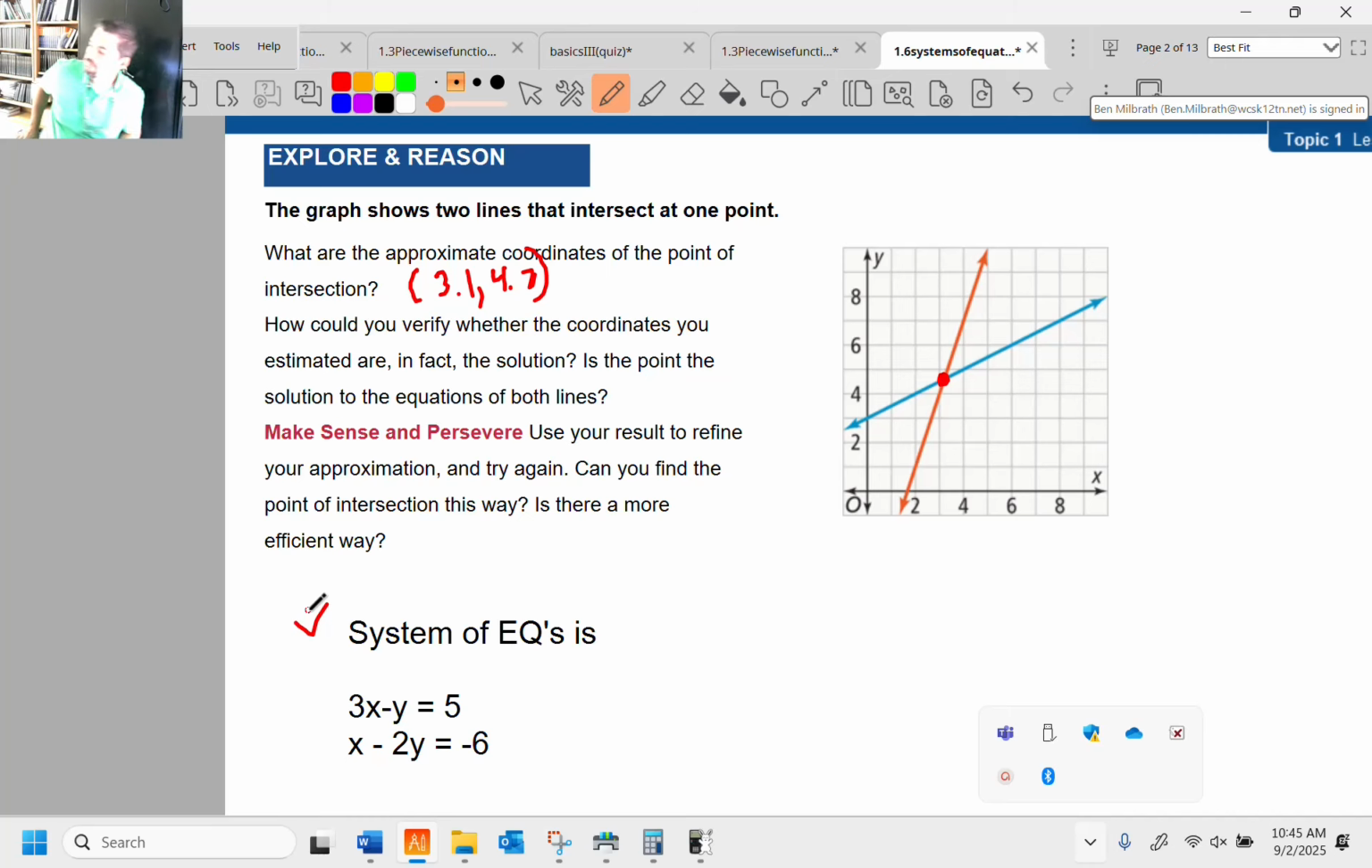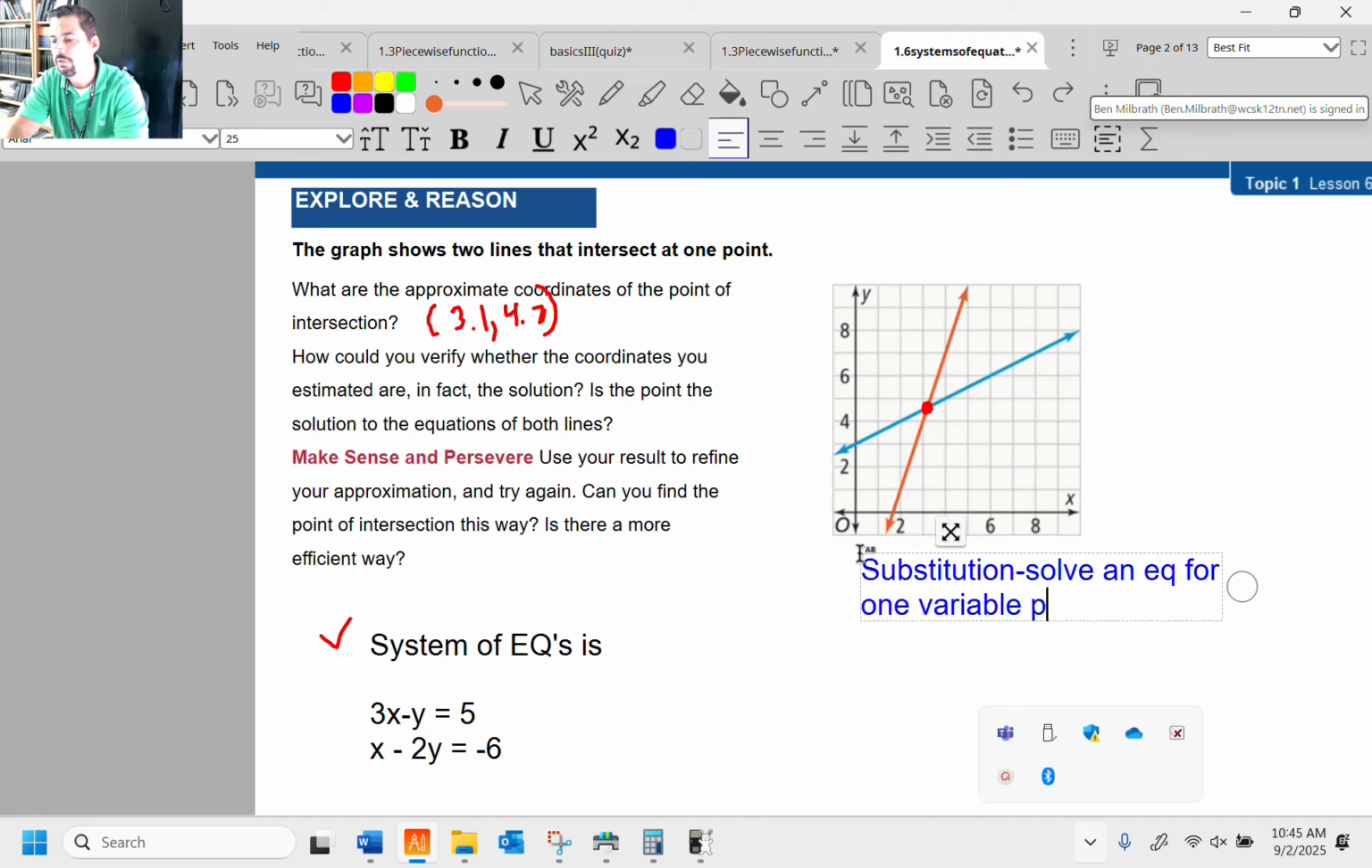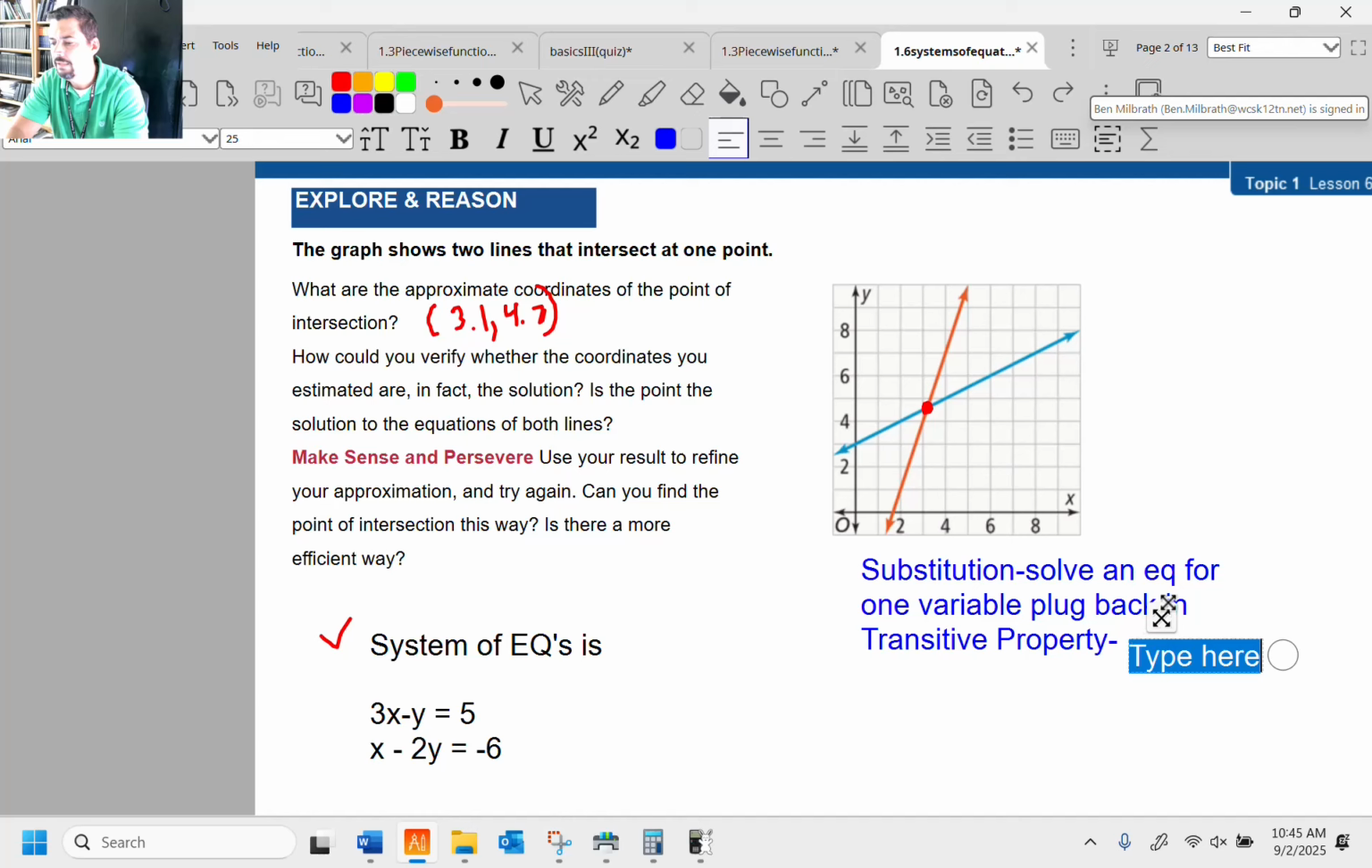Here is a system of equations, and the system of equations for this one is 3x minus y equals 5 and x minus 2y equals negative 6. And there's a couple of different ways you can solve systems of equations. You've got substitution, maybe you remember that, where you solve an equation for one variable and then plug back in. There's the transitive property, which a lot of middle school teachers like. Transitive property is what I'll do on this one. It says if two things are equal to the same thing, they equal each other.